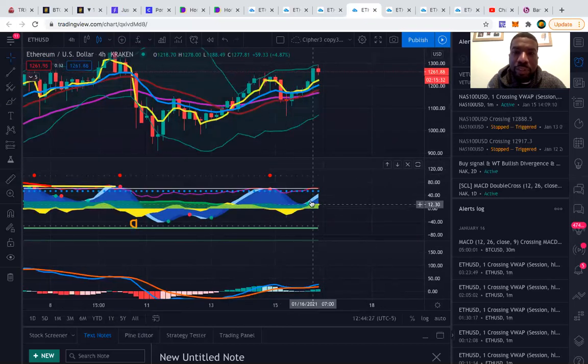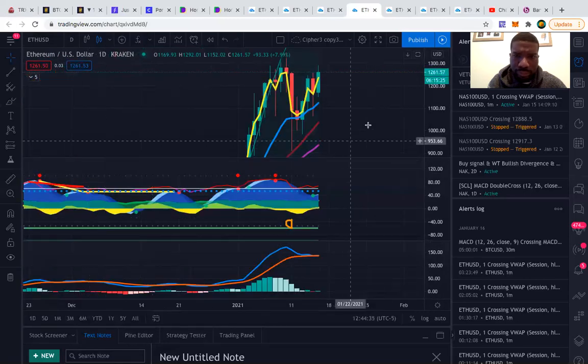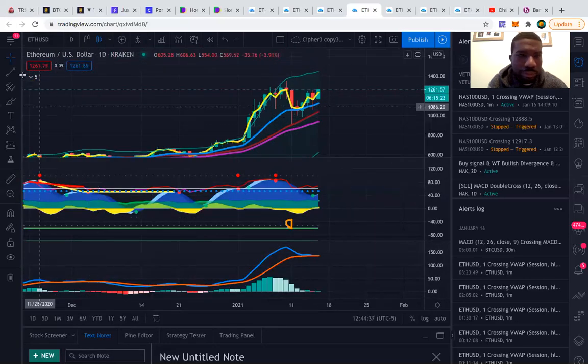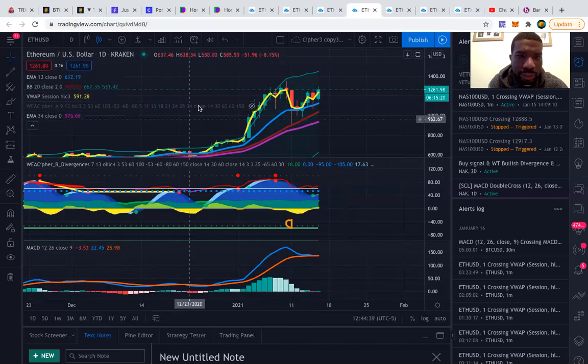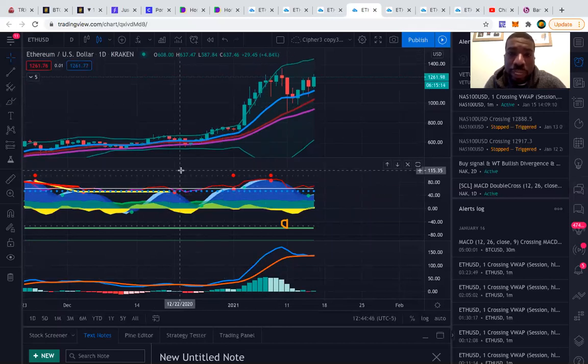The 4 hour is not even done playing out yet. So there's some more juice in this thing. You know, let's look at the day. Now watch this. Let me hide the VWAP here. Remember I told you about those strong dots? Look at this here.